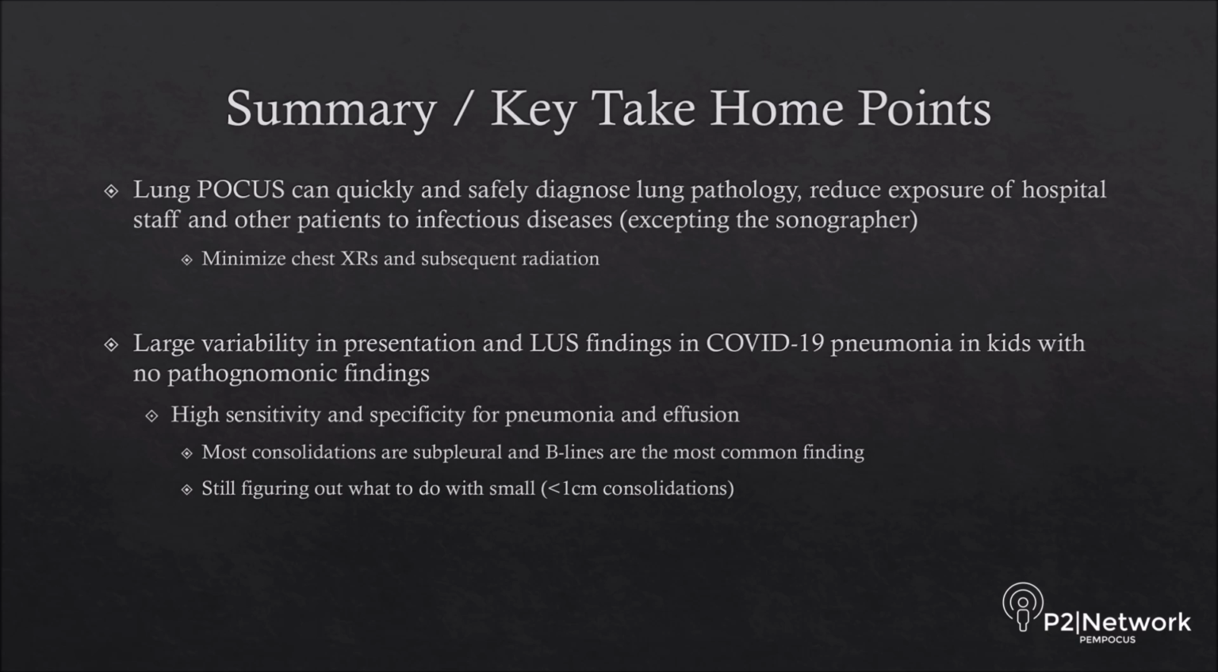However, there's still a large variability in the presentation and lung ultrasound findings of COVID-19 pneumonia. There's really no pathognomonic findings, which means that you have to take the lung ultrasound in context of everything else with the patient. That being said, there's still a high sensitivity and specificity for pneumonia and an effusion. So if you're not sure if this is more of a viral pattern or if it's bacterial that might need antibiotics, it's a great choice. Knowing that most consolidations are subpleural, and B lines and some pleural line abnormalities are by far the most common findings. We are still figuring out what to do with small consolidations, but stay tuned.